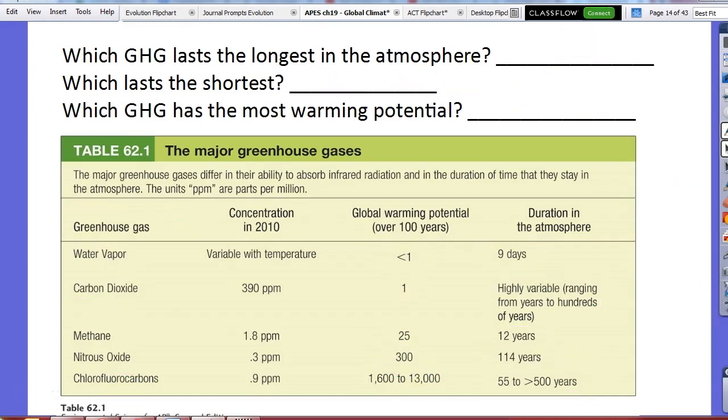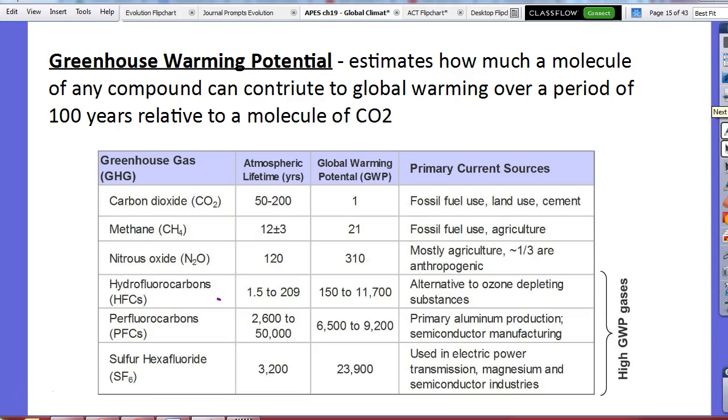So when we talk about greenhouse warming potential, this is what we're talking about. It's kind of a long definition. I'll let you write it down, and then I'll explain it in a sec. So it estimates how much a molecule of any compound can contribute to global warming over a period of 100 years relative to a molecule of CO2. Sometimes when I'm bored, I'll try to figure out how to make this shorter, but I have no idea how to make this definition shorter at the moment.